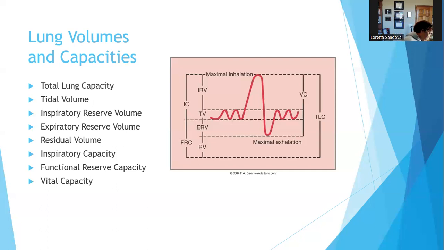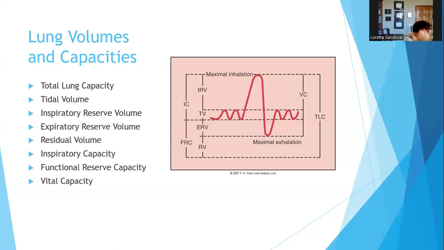The combination of residual volume and expiratory reserve volume is the functional residual capacity. So functional residual capacity is the volume of the air that remains in the lungs at the end of a normal, relaxed tidal exhalation. Okay.